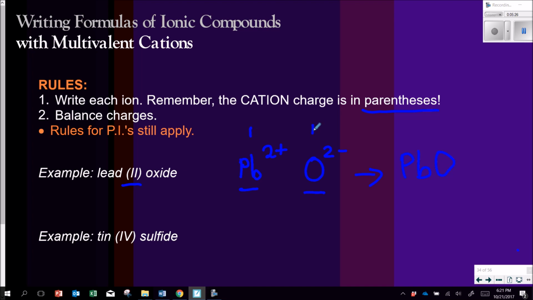Tin 4 sulfide. Tin is Sn. Because of Roman numeral 4, we know it has a charge of +4. Sulfide is S with a charge of -2. So we have a total of +4 on the tin side, and we have -2 on the sulfide side. So I need 2 sulfide ions to balance the +4. So my formula will be 1 tin ion for every 2 sulfide ions.